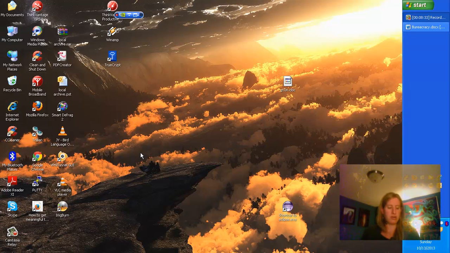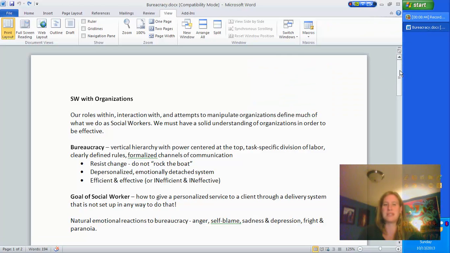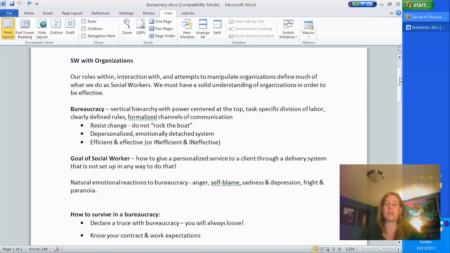I'm going to go over this handout that we have on Moodle called Social Work with Organizations. I call it just plain old bureaucracy. I hope you all can see this, and if not, this handout is under our lecture materials in this week, so you can pull it up on your computer. Our role within interaction with and attempts to manipulate organizations define a lot of what we do as social workers. So we really have to have a solid understanding of organizations and their structure, what they do, their purpose, their function, to be able to be effective social workers.